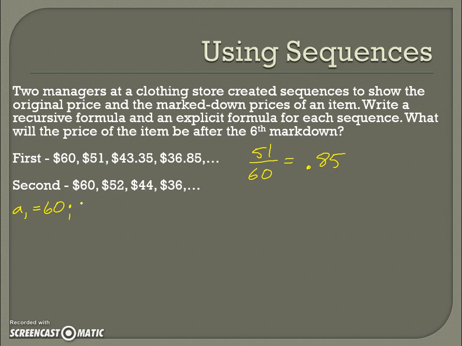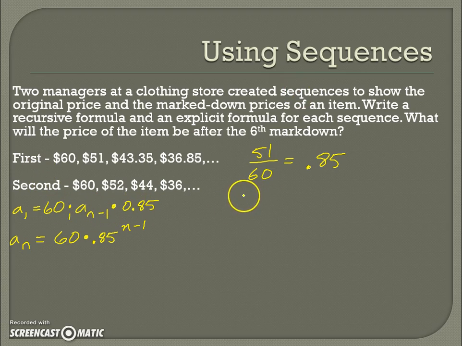And then I would have, let's see, what is it? A to the n minus 1 times 0.85. Okay, so there is my recursive formula. Then I want to write that as an explicit formula, which is going to be my first term times my common ratio to the n minus 1.